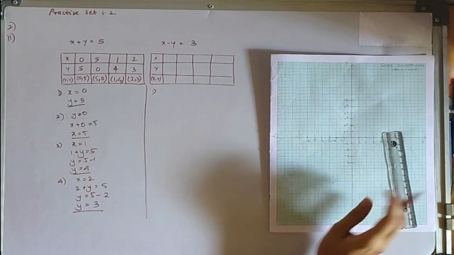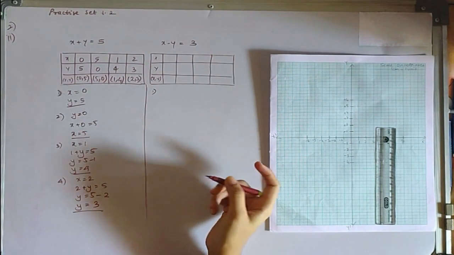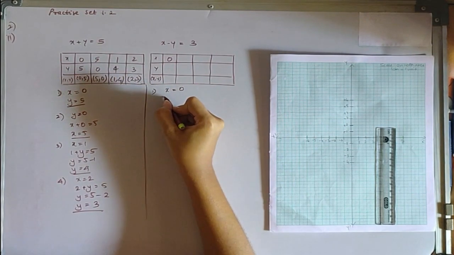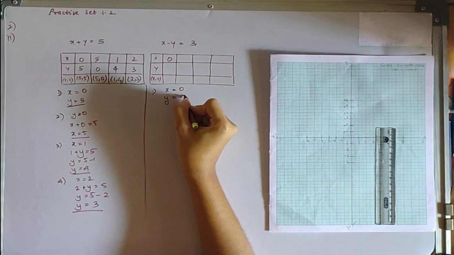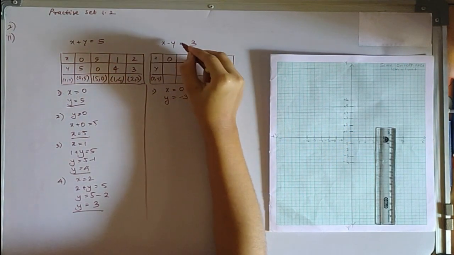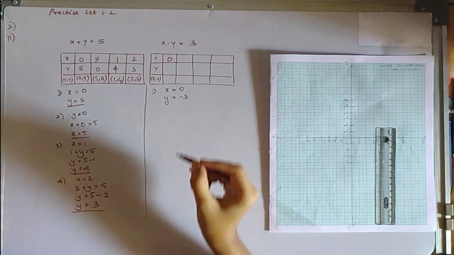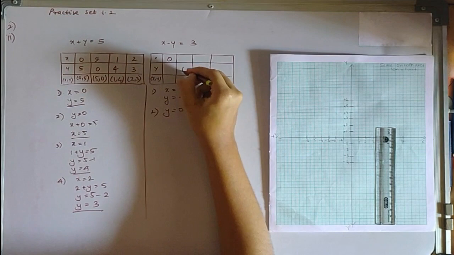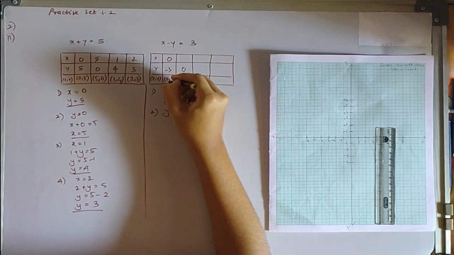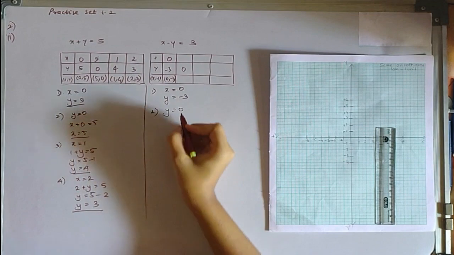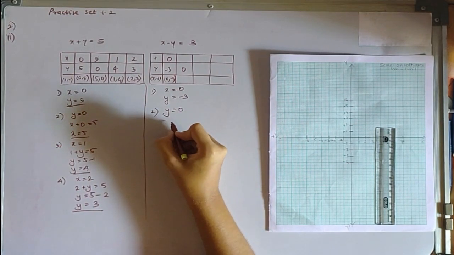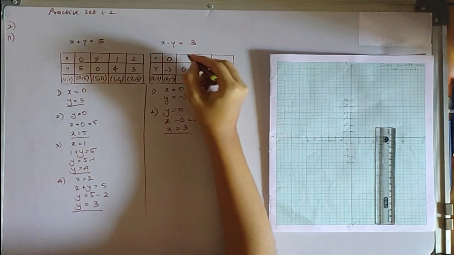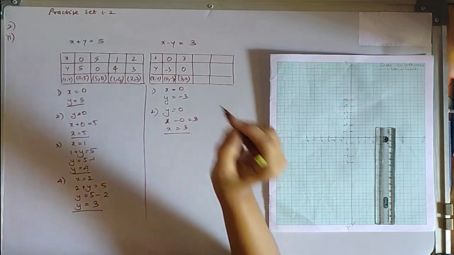Similarly, we will go for the second equation. What does my second equation say? x minus y is equal to 3. Let's put x value as 0. So y value will be minus 3. Fine. x is 0, so minus y is equal to 3 and therefore y is equal to minus 3. Second, y is equal to 0. So this is 0, minus 3. Here y is equal to 0. What will be the value of x? x minus 0 is equal to 3. x is equal to 3. So this is my 3, 0.